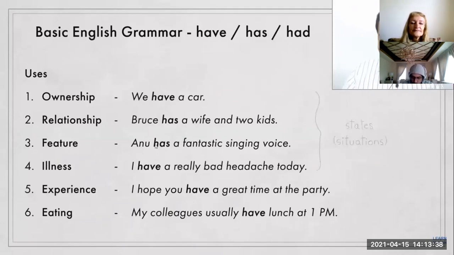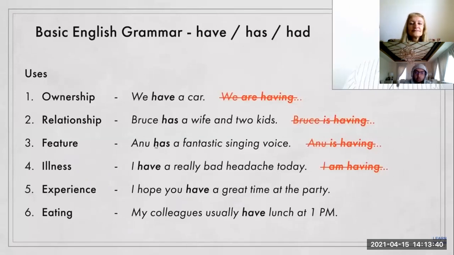So for this reason, it is always wrong to use ing or continuous forms in these uses. If you say, we're having a car, Bruce is having a wife and two kids, Anu is having a fantastic singing voice, I'm having a really bad headache today, all of those are wrong. In fact, it's a very common mistake. This is something that I hear a lot of my students say, and this is something that you should avoid. If you're using the verb have as a state verb, don't use an ing form with it.